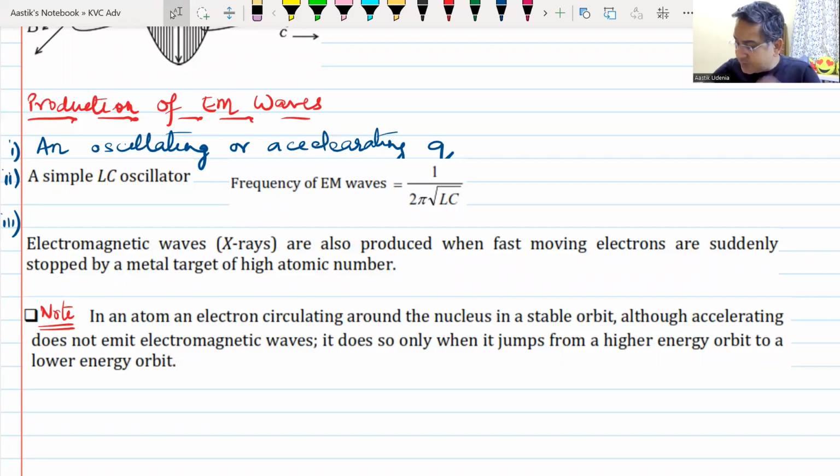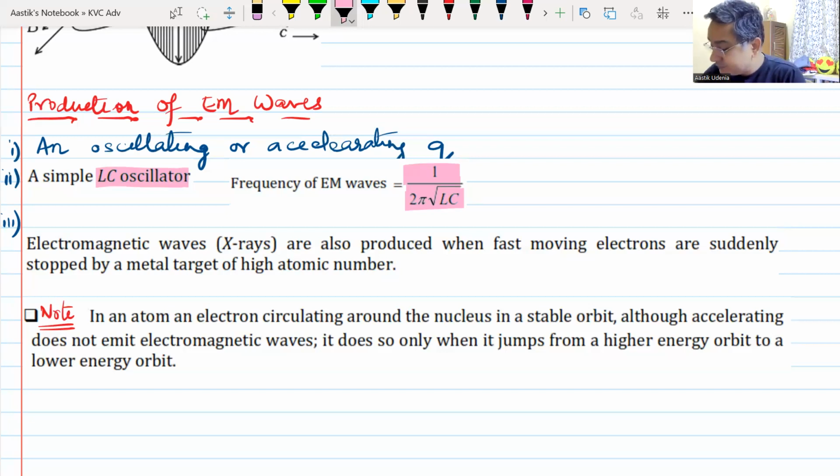Remember, whenever we are talking about an LC oscillator, they may ask you a question: what is the frequency of the electromagnetic wave produced by an LC oscillator? So remember, the frequency of the EM wave produced by an LC oscillator is 1 by 2 pi root over L by C. Now 1 by 2 pi root over L by C will remind you of something. What should it remind you of? I'll give you 2 minutes to note this down.